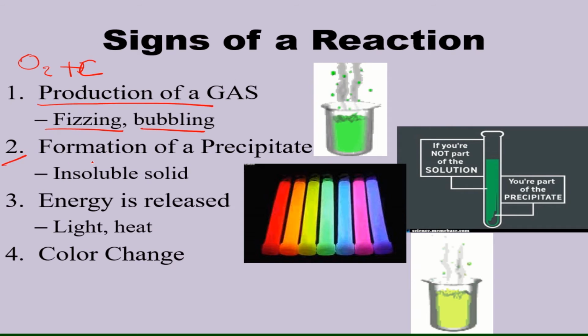So let's have number 2, formation of a precipitate. The formation of a precipitate makes an insoluble solid. For example, when we boil something, this precipitate results in an insoluble solid. So that's the formation of a precipitate. Sometimes it is left in the container.